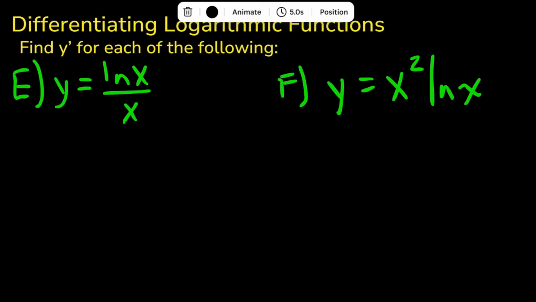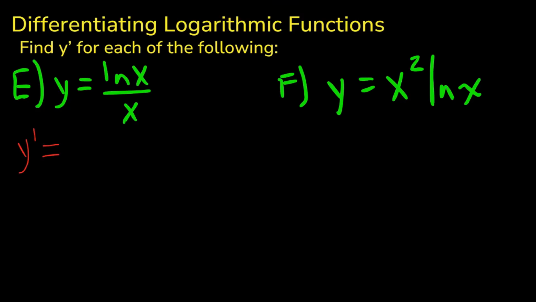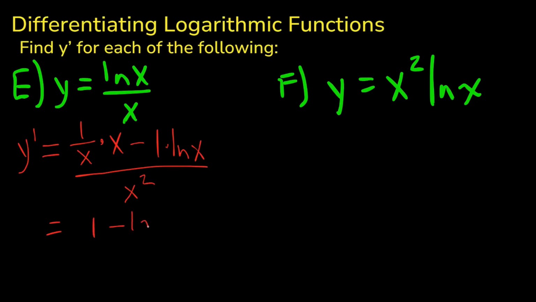Now, in this couple of examples here, we're going to have to use the quotient rule and the product rule. So for part A, if we want to find the derivative, we would have to use the quotient rule. Derivative of the top times the bottom minus the derivative of the bottom times the top, all over the bottom squared. Now this simplifies: the 1 over x times x simplifies to 1. So this would be 1 minus natural log x over x squared.